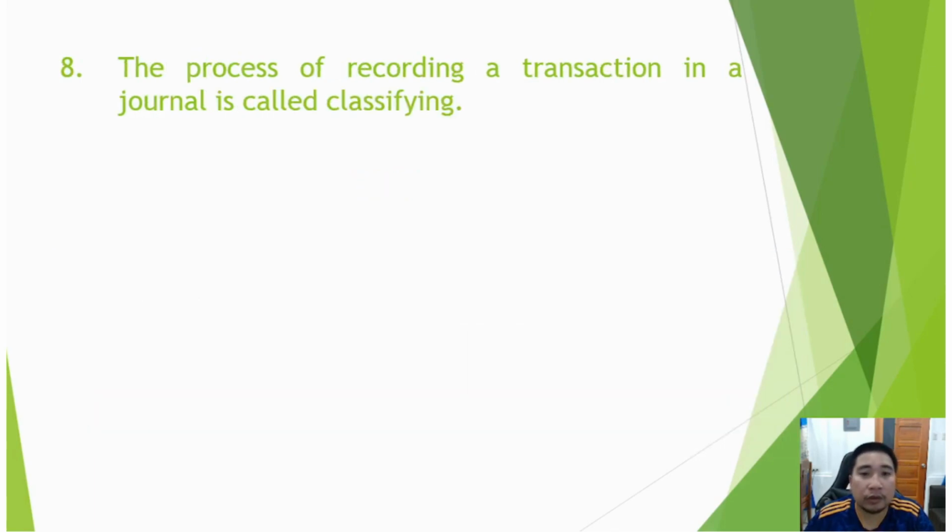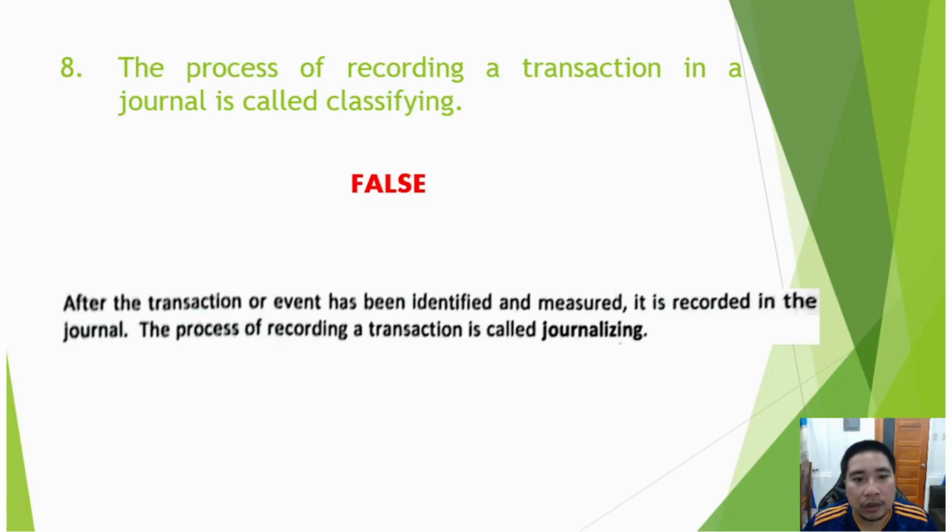Number 8, the process of recording a transaction in a journal is called classifying. Obviously, this is false because this definition actually pertains to journalizing or simply recording. So when you record a transaction in your journal, especially if we're talking about the books of original entry, then what you're actually doing is journalizing. You are recording a transaction or entering a transaction into the journal or the books of the company.